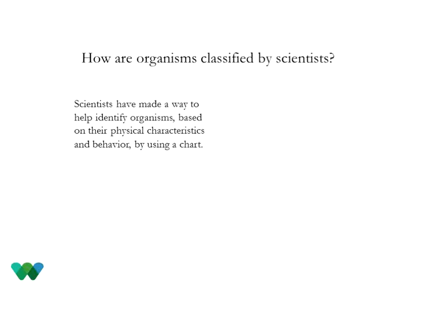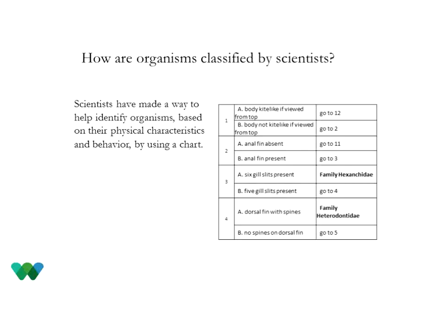So that brings us to a very important question. When scientists are finding a specimen, how is it that they classify this organism? How do they know what it's related to? So luckily, scientists have made a way to help identify organisms, and that's based on their physical characteristics and in some cases their behavior, just by using a chart. This chart is actually known as a dichotomous key. Basically, it's a sequence of steps where you can make choices between different sets of traits, and these alternative characteristics can lead you to the proper classification.